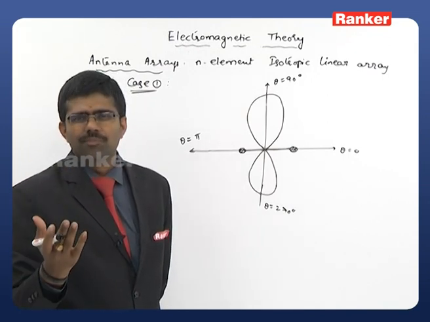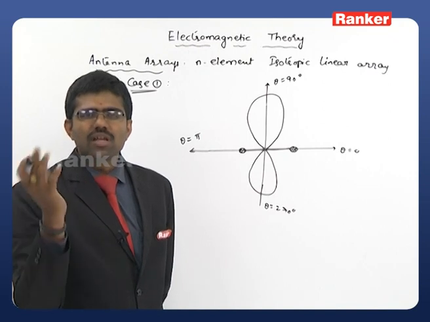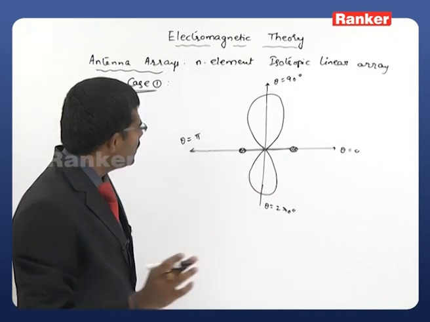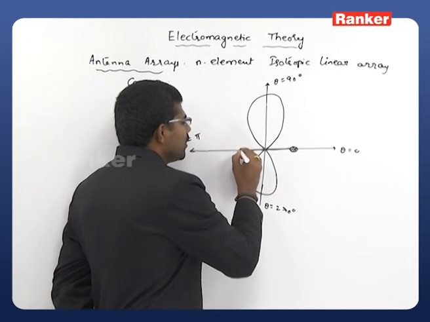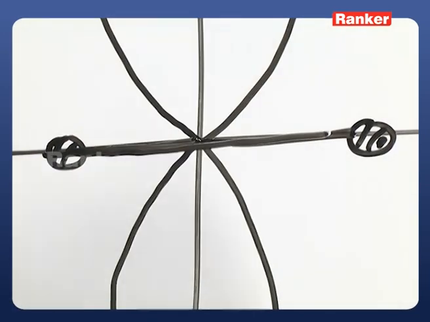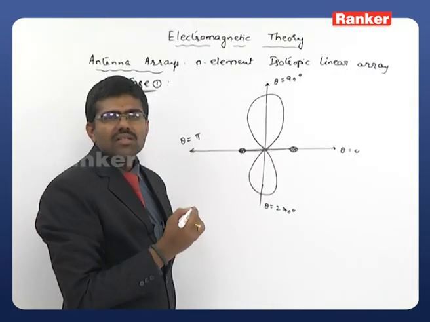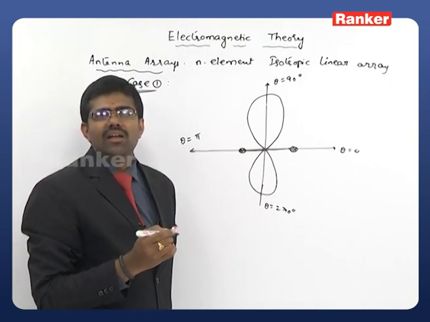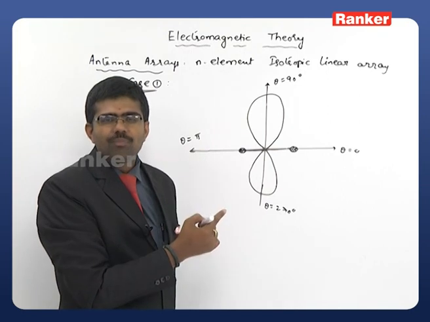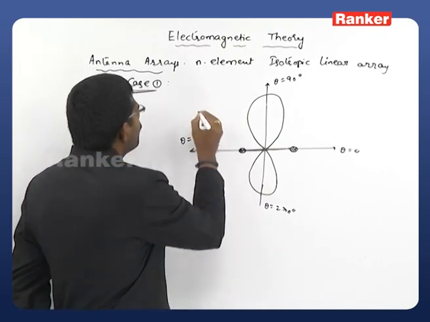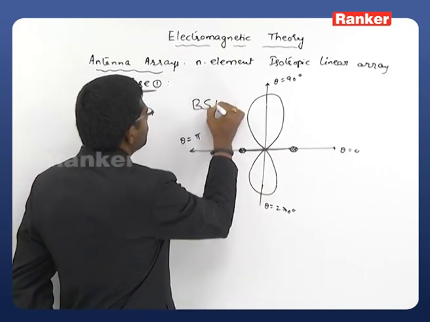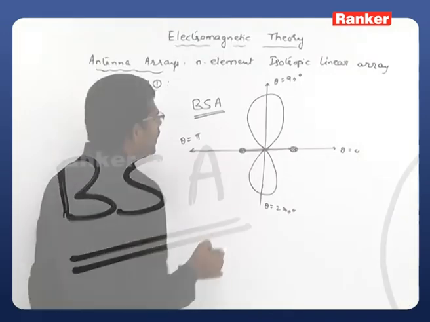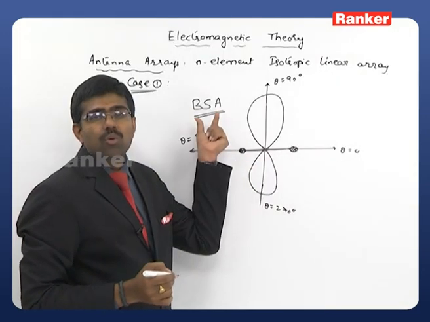Analyze that one: in which direction you will get maximum, and in which direction you will get minimum. Now observe this one. For the array axis, how is the radiation intensity or the radiation pattern? The radiation pattern is perpendicular to the array axis. Whenever the radiation pattern is perpendicular to the array axis, what is the type of array we have? The type of array we have is a broadside array. So that's why this particular array is said to be a broadside array.